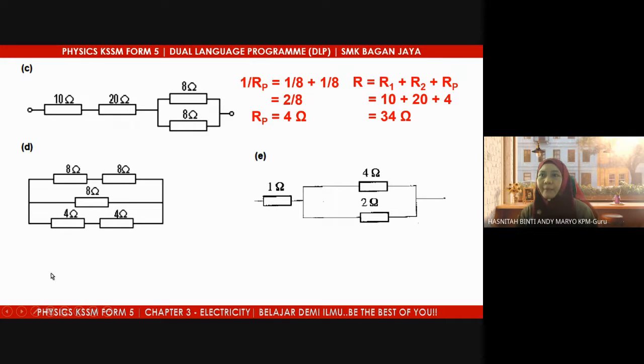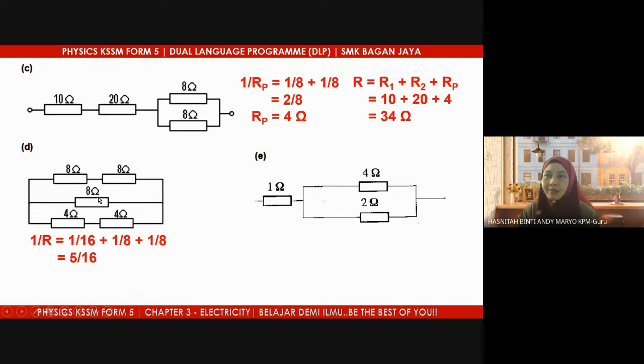Okay, then we check for D. Maybe 3.2 for D. One dear also got 3.2 for D. Okay, we check first. So first you solve this. This one, the 8 first. 8 plus 8 gives you 16. So on the top branch we have 16.